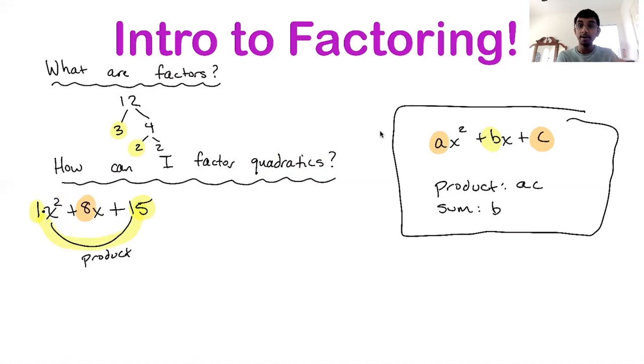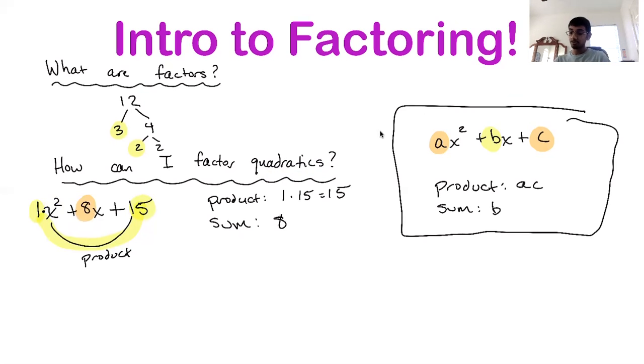Okay? Just make sure you get that. 1 times 15 is our product. So I'm going to write that down. The product is 1 times 15, and that is equal to 15, right? That's not too bad. And now the sum has to also add up to this middle thing right here, right? So this number right here, the number 8.